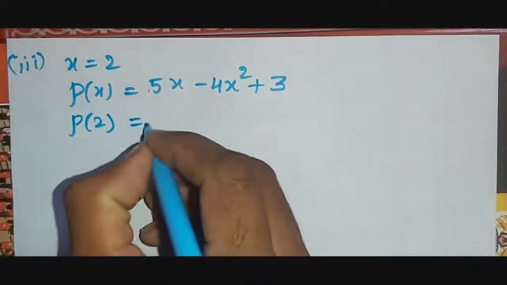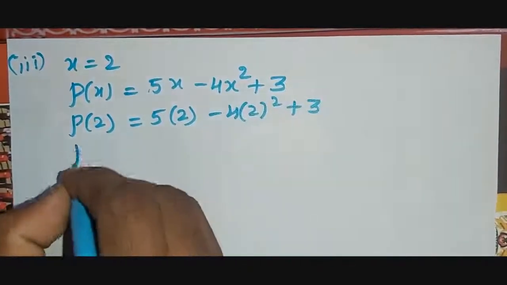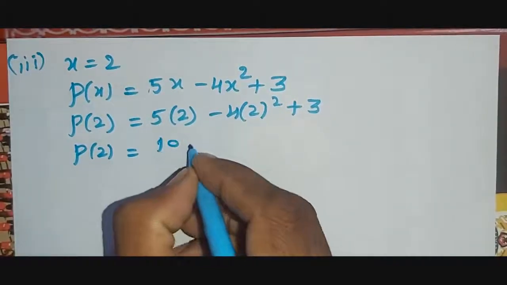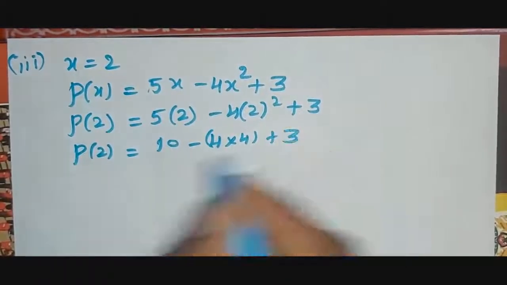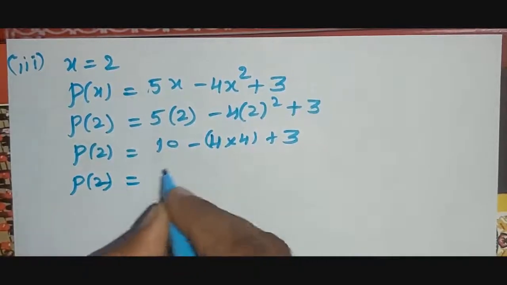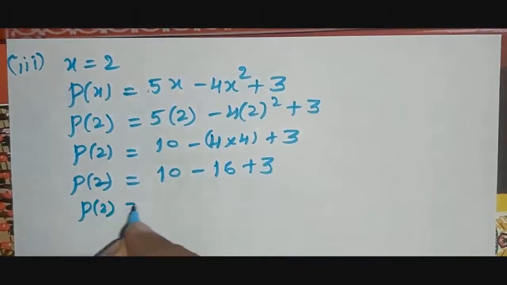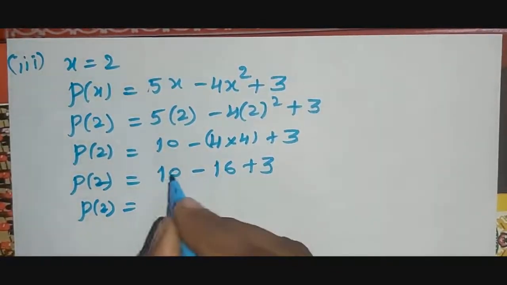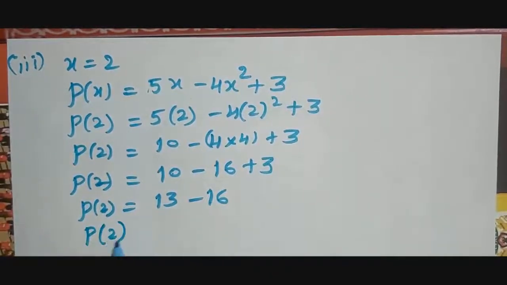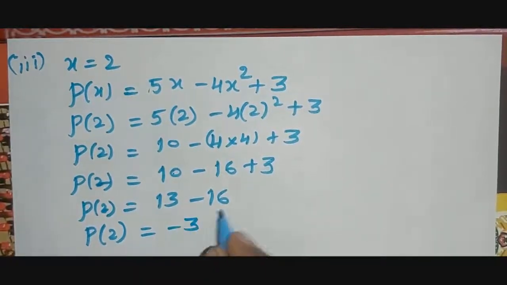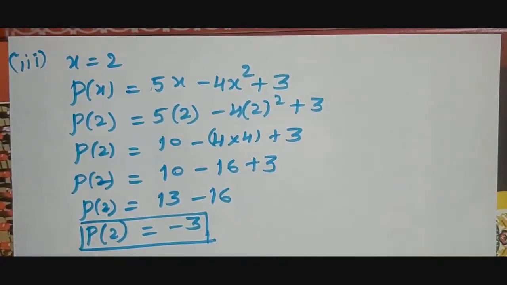P of 2 is equal to 5 into 2 minus 4 into 2 square plus 3. P of 2 is equal to 5 2s are 10 minus 4 into 2 square is 4, plus 3. P of 2 is equal to 10 minus 16 plus 3. Here 10 plus 3 is 13, like terms, minus 16. Therefore, P of 2 is equal to 13 minus 16, which is equal to minus, the greater number's sign. Okay, therefore polynomial of 2 is minus 3.